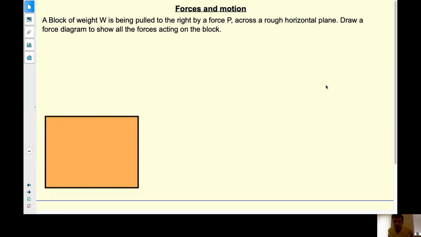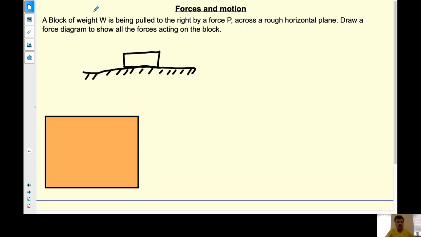And then we're just going to start off straight away by looking at a force diagram. On the screen, a block of weight W is being pulled to the right by a force P across a rough horizontal plane. Draw a force diagram to show all the forces acting on the block. So we've got this object here, a block. I could have pre-drawn this, but that would have made my life far too easy. And it is on a rough plane, so I'm going to draw a supposedly horizontal surface. And I'm just going to indicate that it's rough by these lines. You don't have to do this.